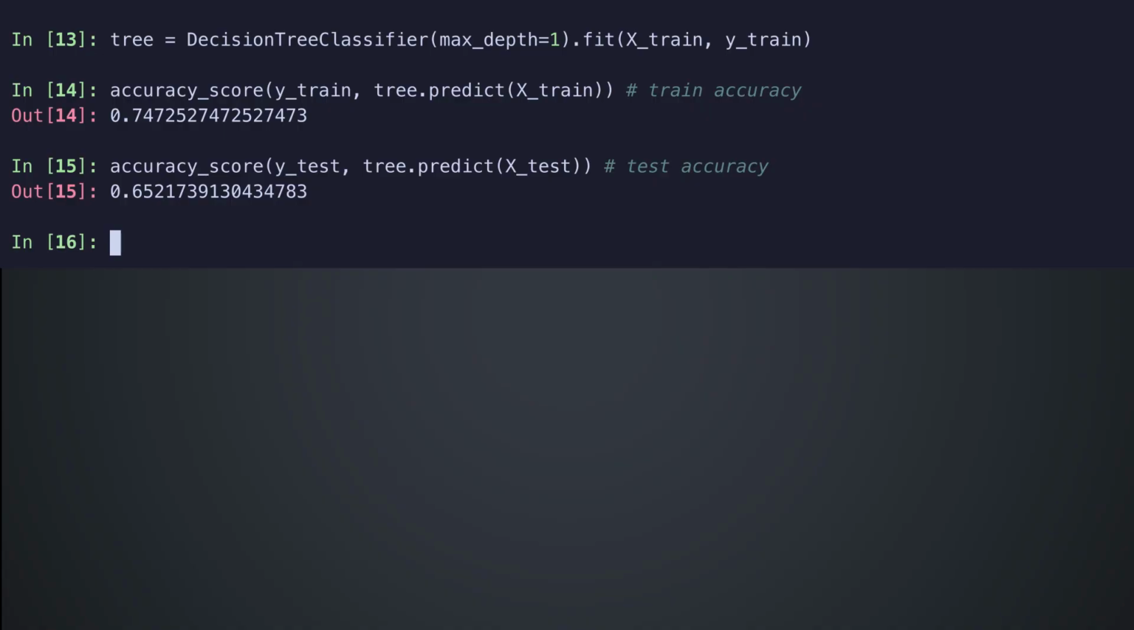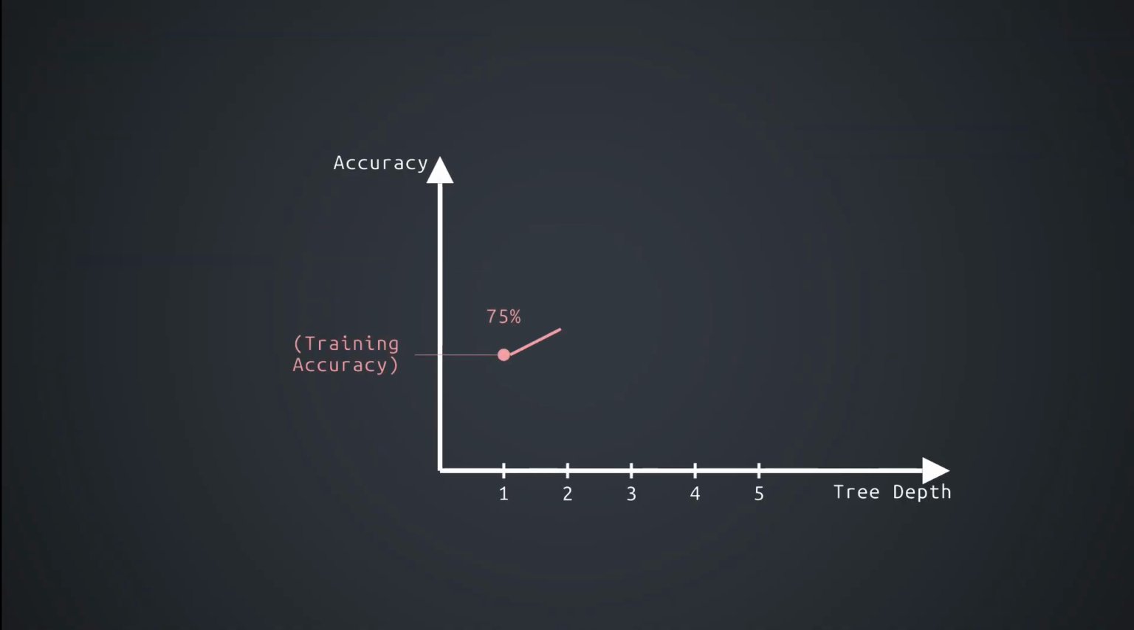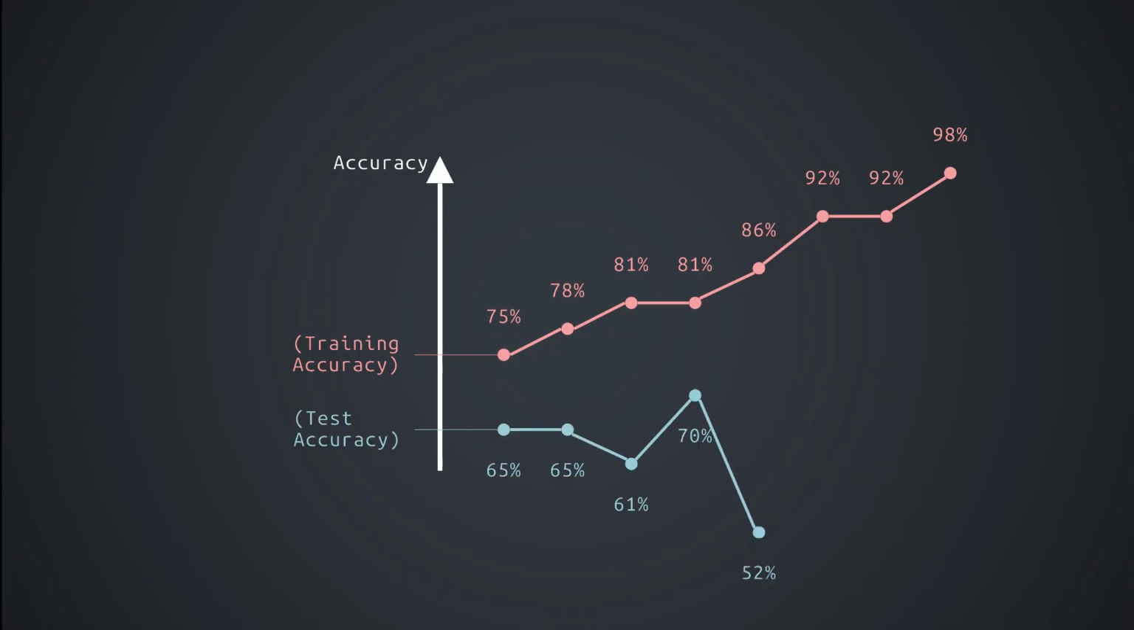Typically, the test accuracy will be slightly lower than the training accuracy, which makes sense since our model has never seen the test data before. But now, watch what happens as we increase the depth of the decision tree. The training accuracy will keep increasing, but the test accuracy will plateau or even decrease. This is a well-known trade-off in machine learning between how complex a model should be to fit the training data and how much it generalizes to new data it has never seen before.